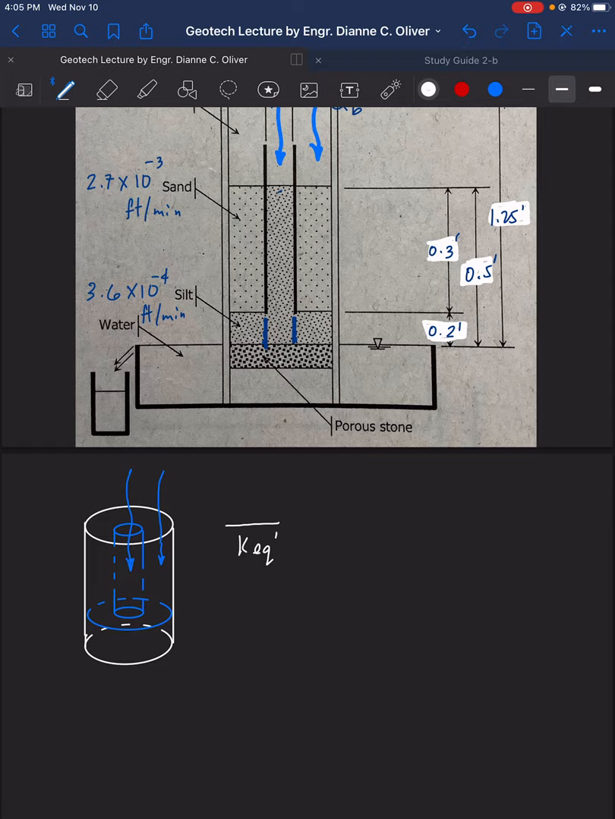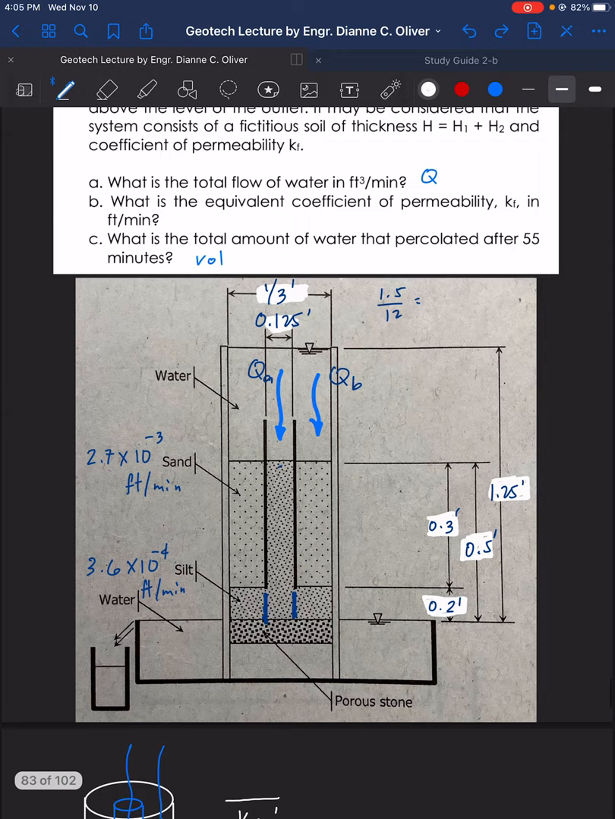The question here is, what will we put here? Are we going to put here the diameter, 1 over 3 foot? Or are we going to put here the 0.5 foot? So the answer there is the 0.5 foot. Why the 0.5 foot? Because it represents the thickness of the two soil types.